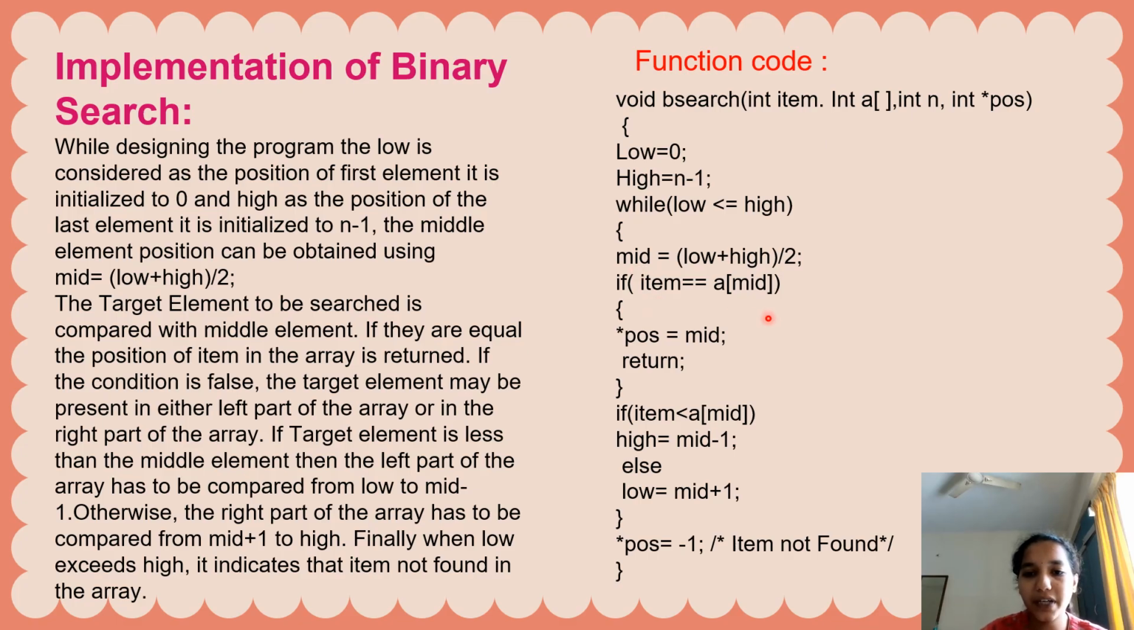See, the item is compared with the middle element. If they are equal, the position of the item in the array is returned. If the condition is false, the target element may be present either in the left part of the array or in the right part of the array. If the target element is less than the middle element, then the left part of the array has to be compared, from low to mid. Otherwise, the right part of the array has to be compared, from mid plus 1 to high. Finally, when low exceeds high, it indicates the item is not found in the array.